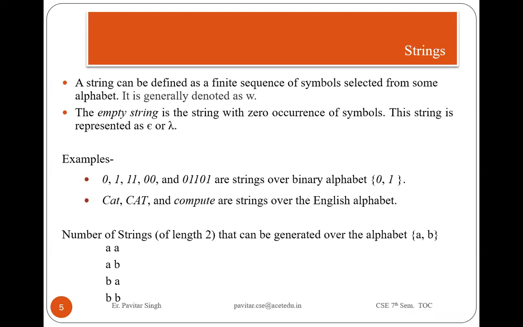If you are asked for length equal to 3 over A comma B, how many combinations are there? 2 raised to power 3, that is 8. It will start from triple A and go to triple B. So all these strings will belong to this. So this is the definition for string.